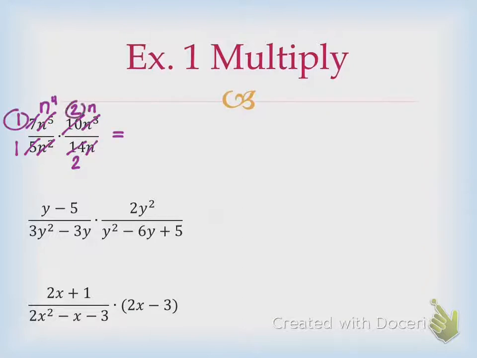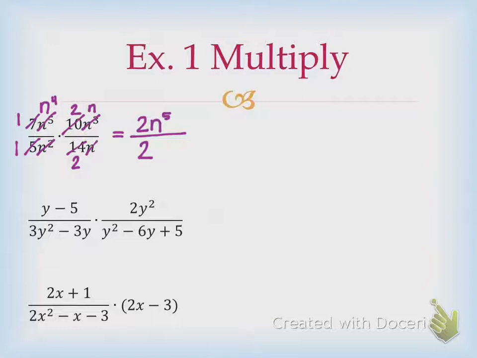1 times 2 is 2. If I have 4 n's here and 1 n here, how many do I have left? 5. Over 1 times 2 is 2. I have no n's left on the bottom because I've canceled all of them out. So is this my final answer, or is there something else I can simplify?